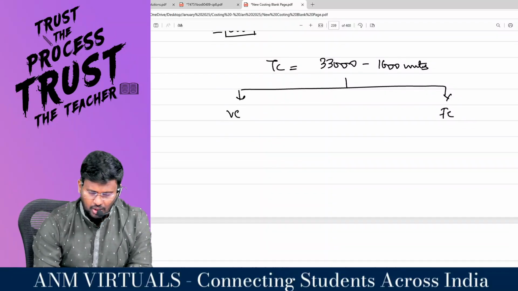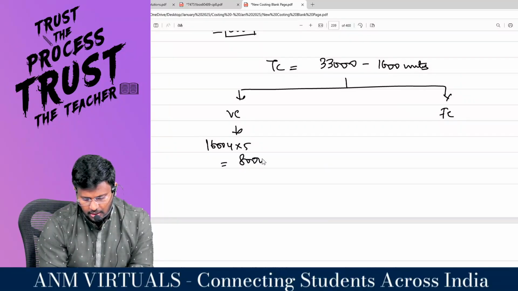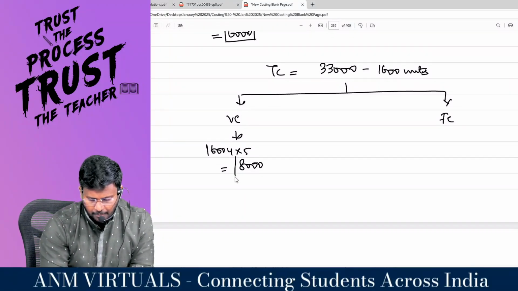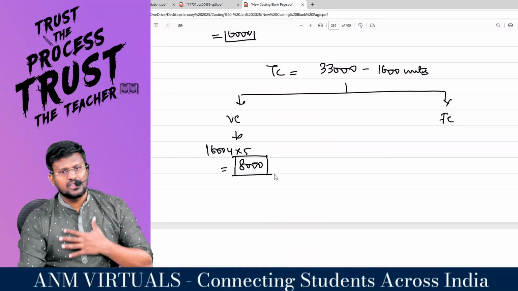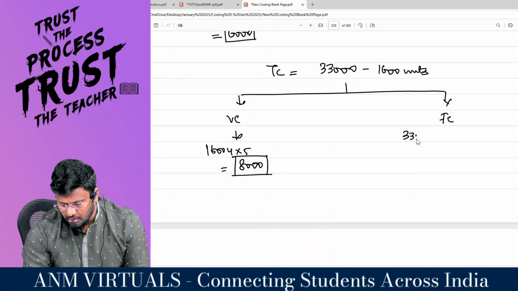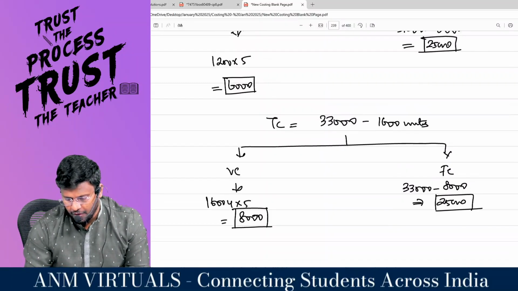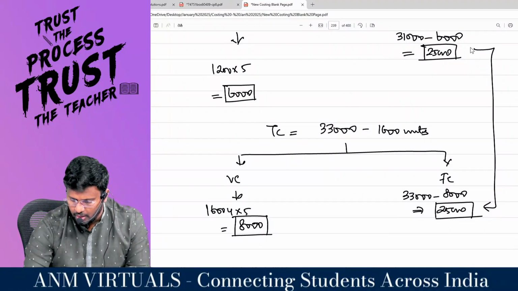What is the variable cost? 1,600 units into 5 comes to 8,000. Here it was 6,000. Now it has become 8,000, because when the number of units increases, variable cost increases. Comfortable? Whereas 33,000 minus 8,000 comes to 25,000, which is the fixed cost. So fixed cost remains fixed. Are you all really with me?